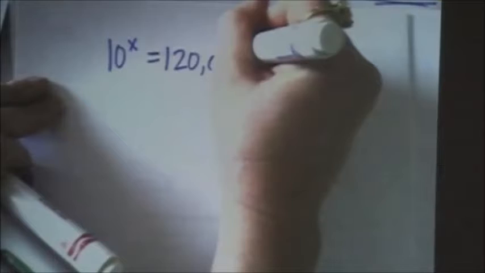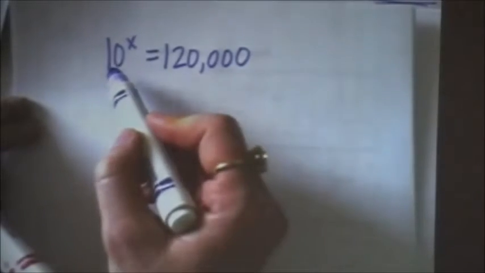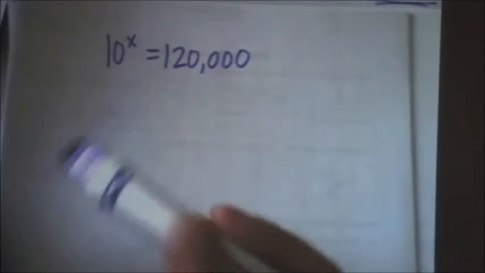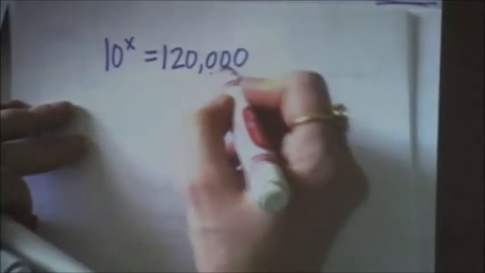So let's do one more that's fairly simple so that we have a little bit of practice. If I'm given a problem like this, now I can't rewrite this with a base of 10 because I have a 12 at the front of this particular number. So I'm going to have to write this as a logarithm. Instead of using natural log this time, I'm going to use common log. And the reason is because of all these zeros.